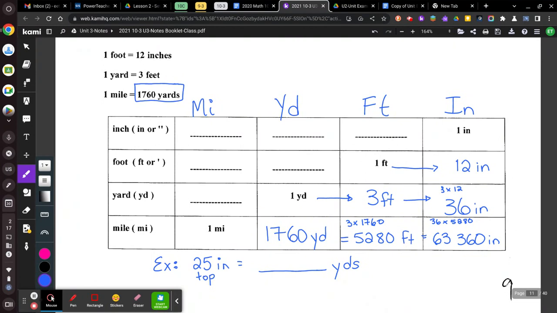So if we are going this way, up is times. So if we're going up, we're multiplying. If we're going down, we're dividing.